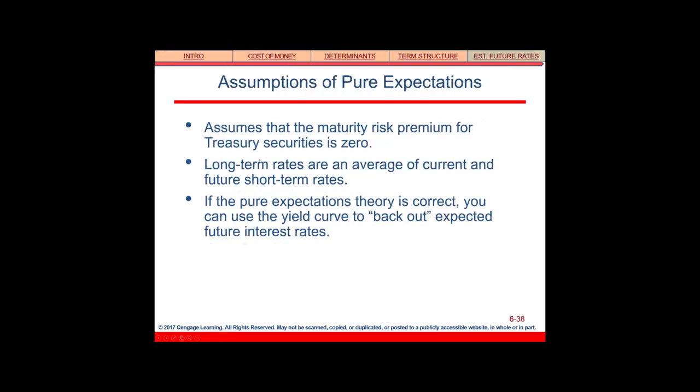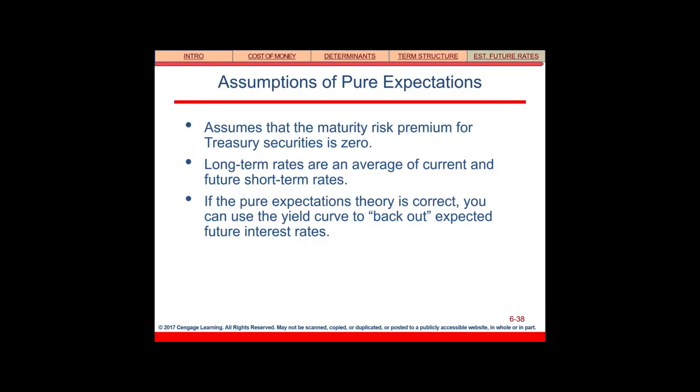Assumptions for the pure expectations: assume that the maturity risk premium for treasury securities is 0. Yeah, so this is the first assumption. And then long-term rates are an average of current and future short-term rates. Yeah, so this is the second assumption.